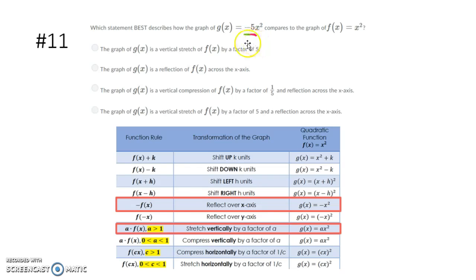I underlined the 2 separate pieces here, and that corresponds to 2 different transformations in this table. So I see that this one, multiplying by that negative, is going to be a reflection over the x-axis. And then I see that multiplying by that 5, since 5 is greater than 1, that's why this one is selected right here, that's going to be called a vertical stretch. So you'll need to find the answer choice that corresponds to the changes that are happening in g of x.